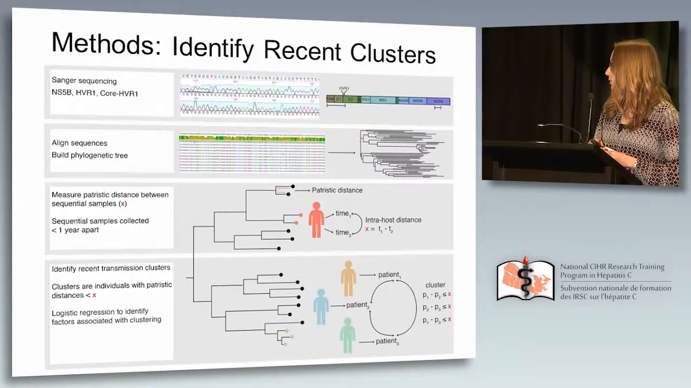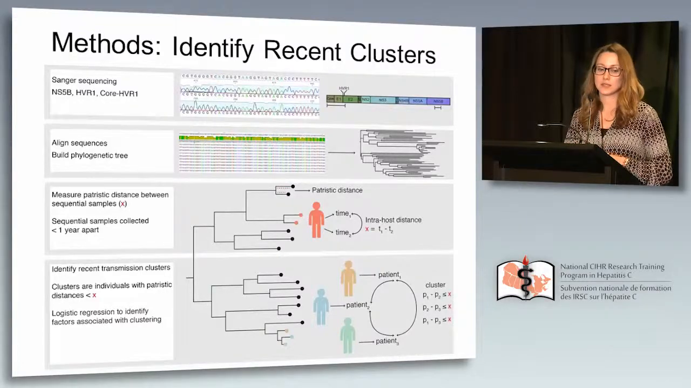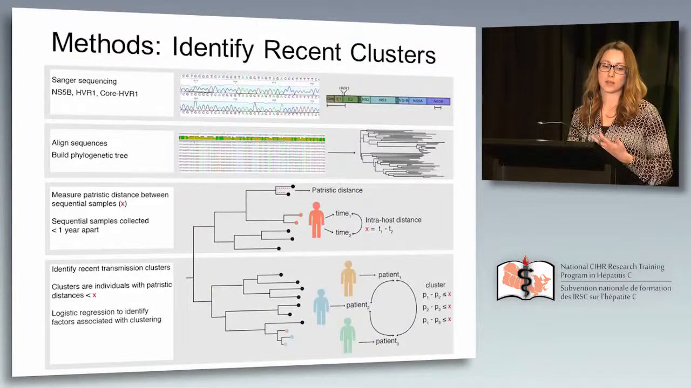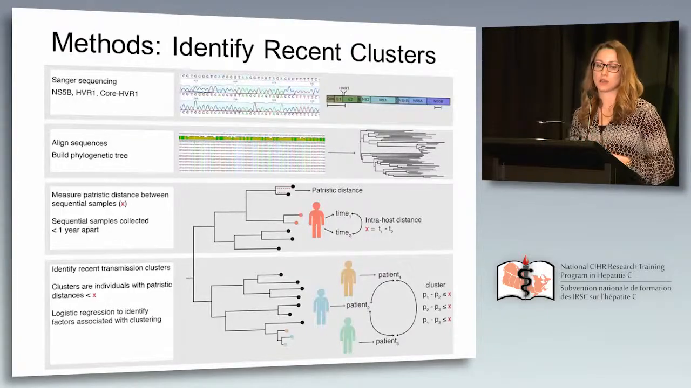So the methods that we used were to use Sanger sequencing, looking at the HCV NS5B, as well as a region connecting the core, E1 and HVR1. These sequences were aligned to build phylogenetic trees. In this case, this was not a timed tree. This is a larger method that allows you to look at a lot of sequences.